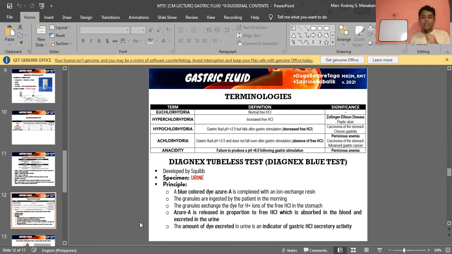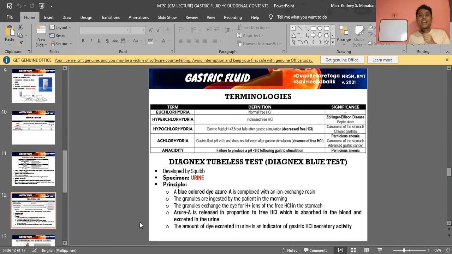All right. And then we have this test, dears. Your Diagnex tubeless test, or Diagnex blue test. This is a method in which a tube is no longer needed. You do not use a Levine or Rehfuss tube to measure your gastric fluid. I think this is another question that can be asked in your exam. Usually the question is, what is the specimen used in the Diagnex tubeless test? The answer is urine. You may be thinking, okay, since it is for gastric fluid analysis, the specimen is gastric fluid.